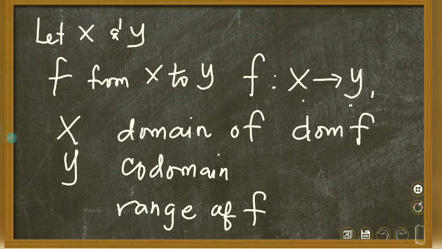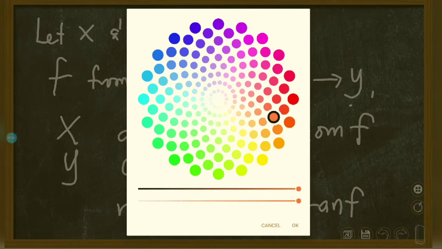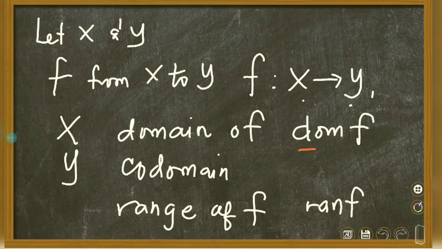I'll repeat. The set of all elements of y that are assigned to some element of x is called the range of a function. Usually, this is denoted by ran f, or range of the function. So, you have to take note of domain and range. Okay, I hope you understood the definition of the function.